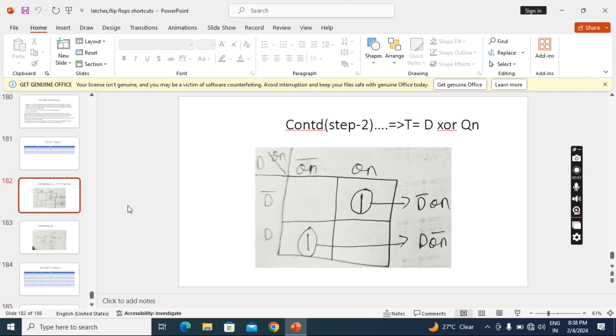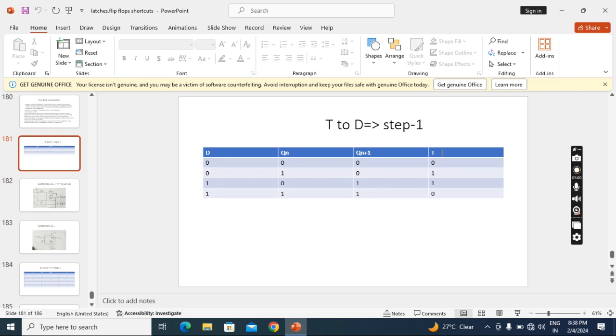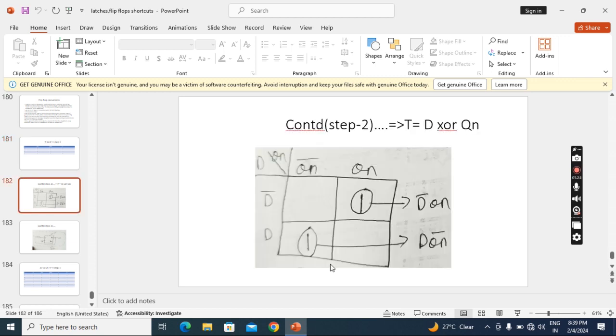Coming to step 2, I told we have to simplify the data input value of the given flip-flop T, by assuming the required flip-flop data input and present state as K-map variables. So D and Qn are K-map variables, so we need a 2 variable K-map and we have to determine the simplified equation for T. See, this is the simplified equation for T. What is the T value? D XOR Qn. It means D bar Qn plus D Qn bar. This is the second step.